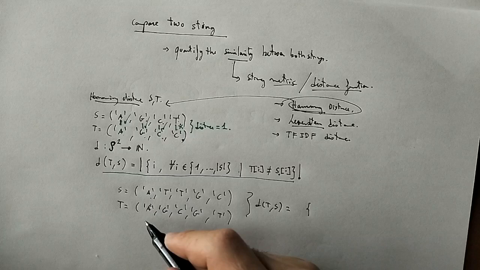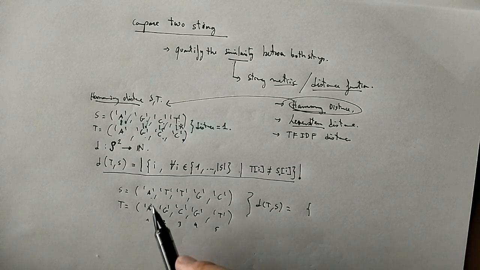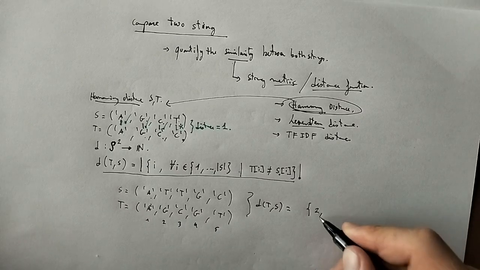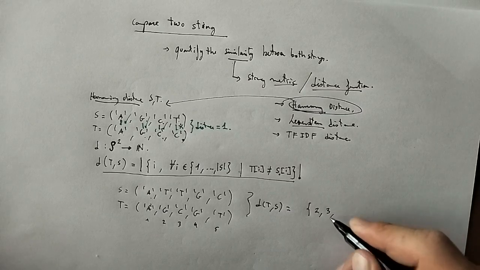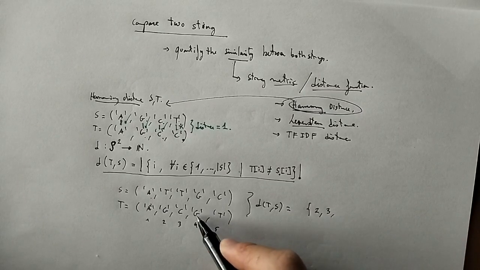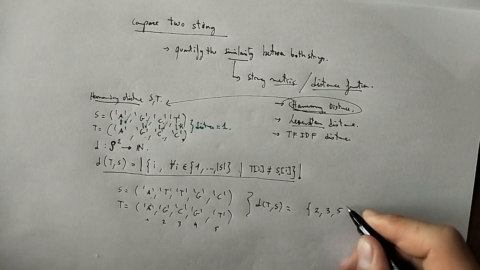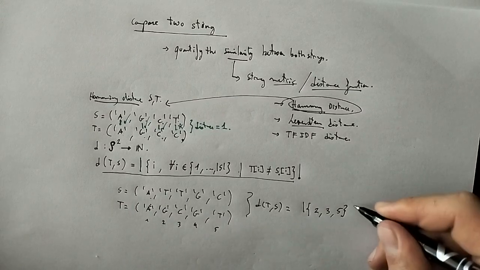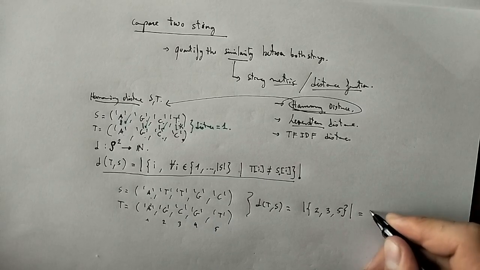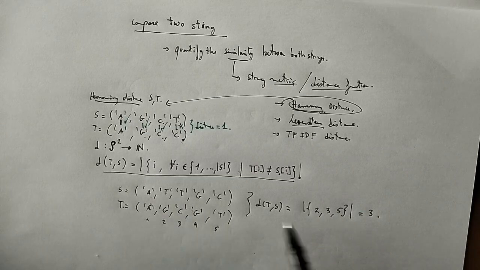So this is position 1, 2, 3, 4, and 5. Position 2, we have a difference. Position 3, T is different from C, we have a difference. Position 4, we don't have a difference. And position 5, we do have a difference. So these are the locations where T and S differ from each other. Now we need to compute the cardinality of this, which is simply 3. So the Hamming distance between S and T is 3.